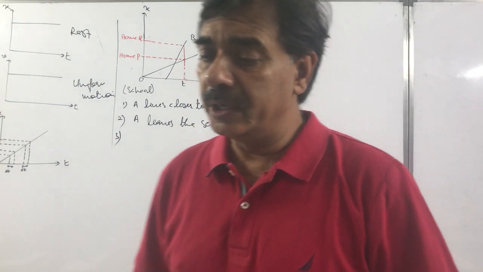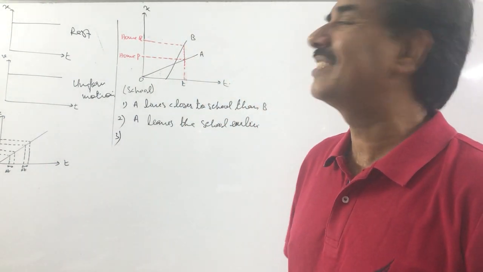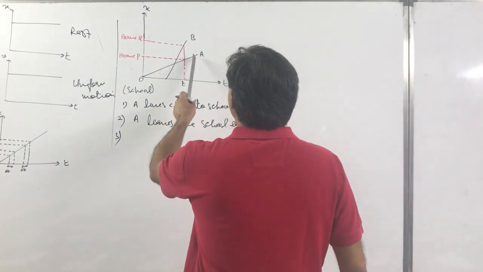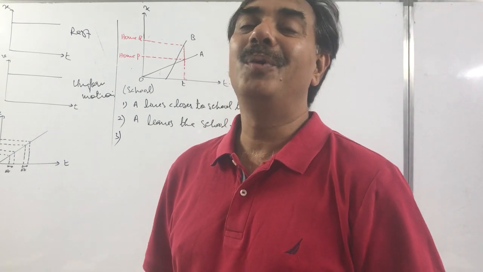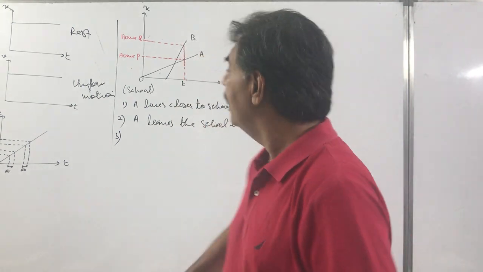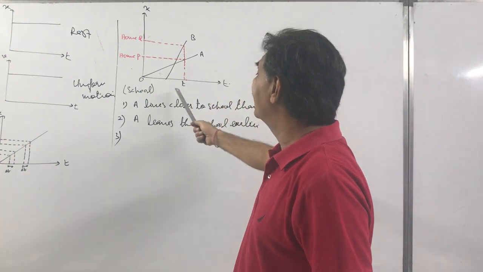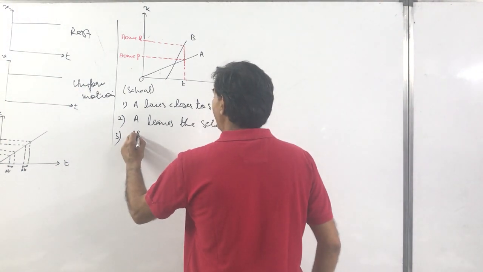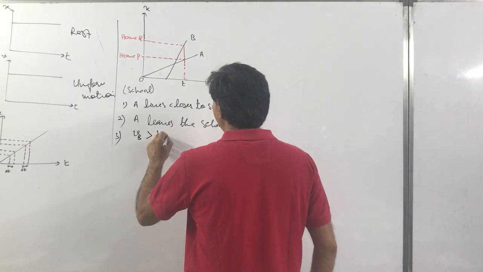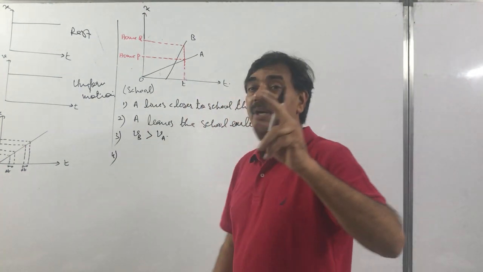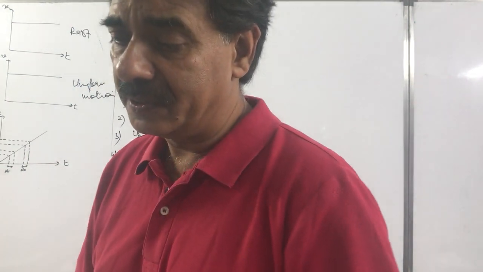The third part of the question is, who walks faster? Both A and B are walking with uniform speed. Why? Because the XT graph is a straight diagonal line inclined to the time axis. Velocity of B, speed बोल रहे हैं एक बार, is greater than the velocity of A. B स्कूल से लेट चलना शुरू हुआ पर चला थोड़ी तेज.